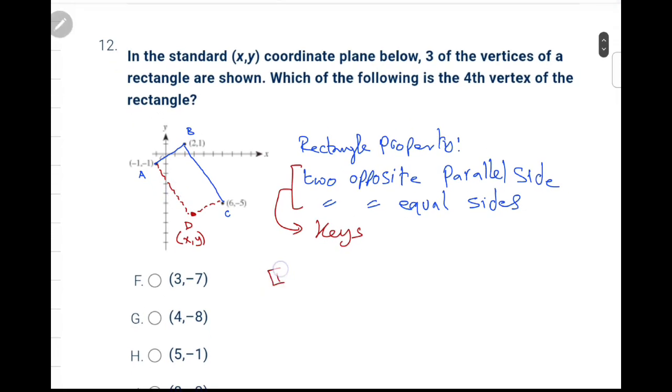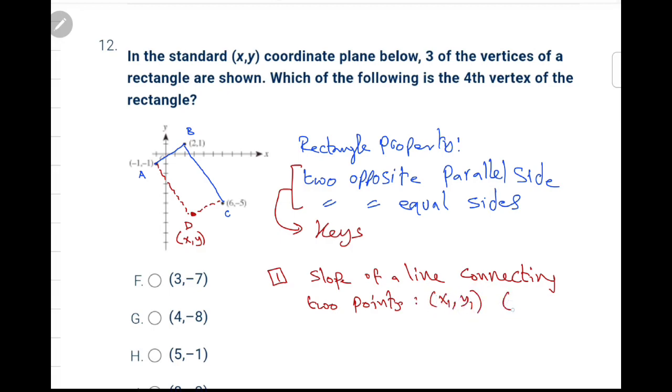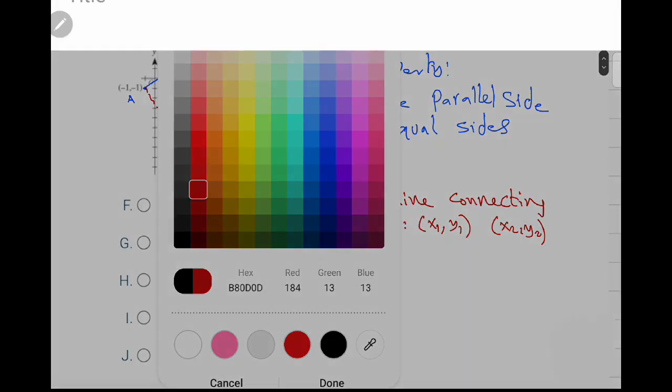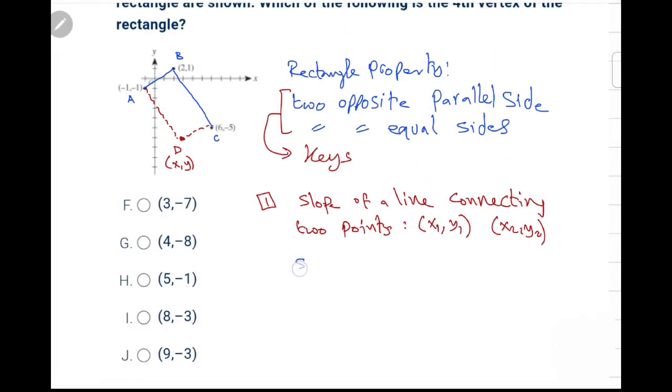The first one is the slope of a line connecting two points. So let us call them x1, y1, and the point x2, y2. In this case, the slope of the line is equal to y2 minus y1 divided by x2 minus x1.